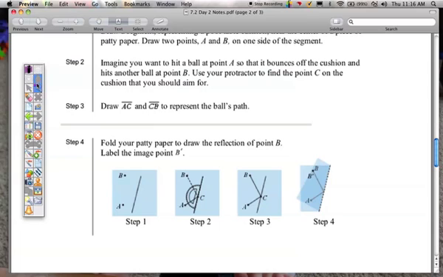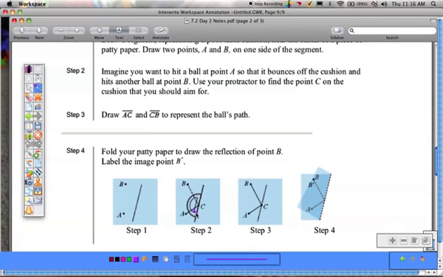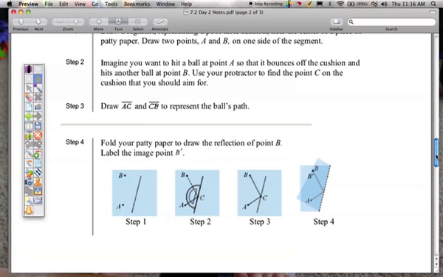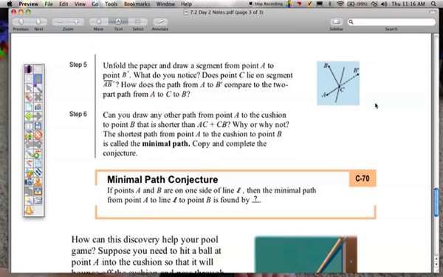And in order to do that, you're taking a look and you're trying to find where both of the angles are equal. So you want to know when this angle equals that angle. Okay. Draw your path. And step 4, fold your patty paper and draw B prime. And what do you discover? If you unfold it, you'll mark B prime right here. It says, what do you notice? Point C lies on the segment A B prime, and it does. How does the path from A to B prime compare to the 2-part path from A to C to B? Okay, and if you measure, this length is actually the same as this length plus this length.